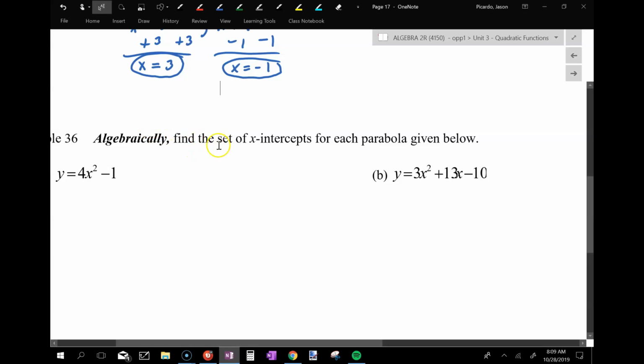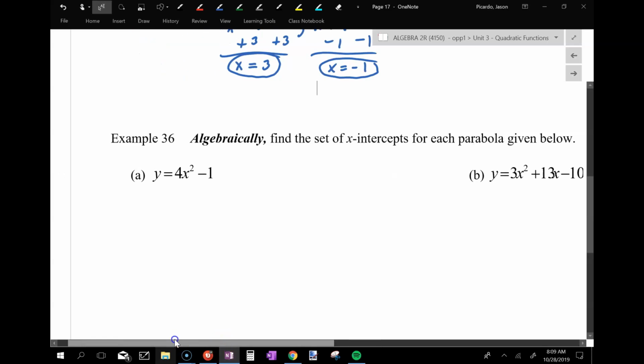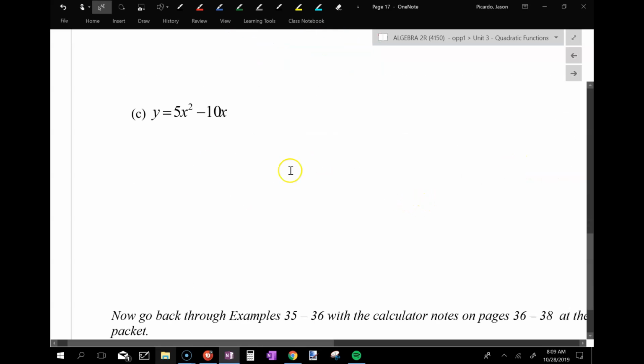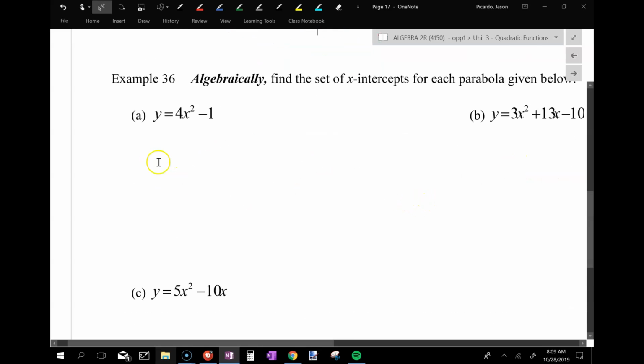Algebraically, find the set of x-intercepts for each parabola given below. Okay, so what am I going to do? Set this equal to 0. Set this equal to 0. Set this equal to 0. That's all I'm doing, right?